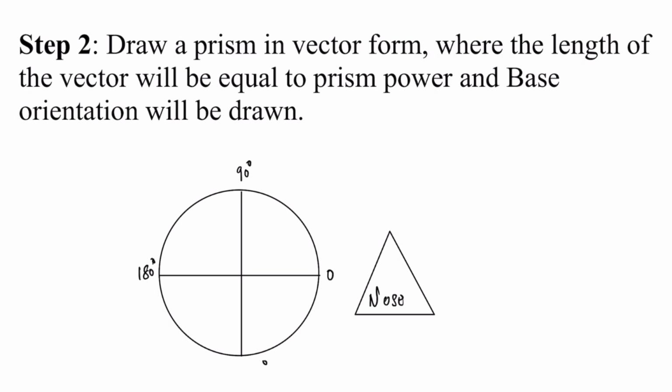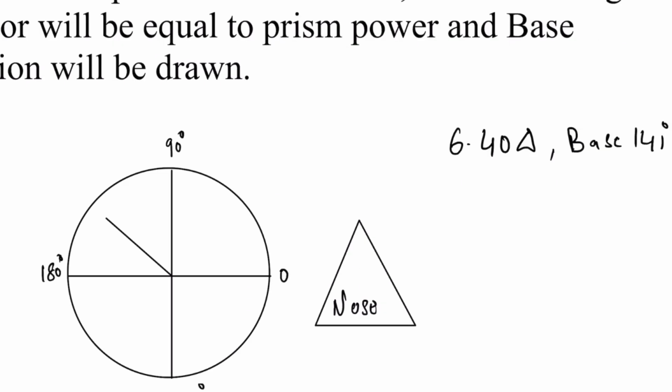Step 2 is to draw the prism in vector form, where the length of the vector will be equal to the prism power and the base orientation will be drawn. As we have the example, which is given as 6.40 prism diopter base towards 141, we're gonna draw it here. So this side will be equal to 6.4.